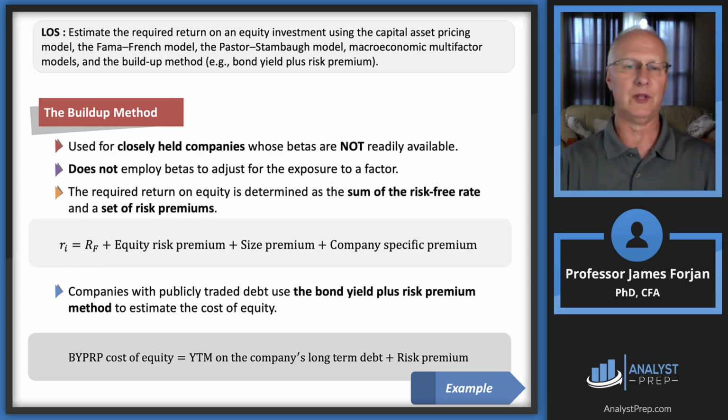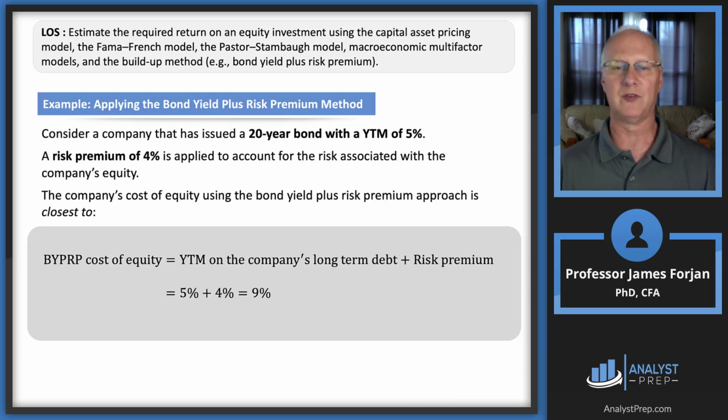So all we're going to do is the same thing that we did before, right? We're going to start with a risk-free rate, and then we're going to add some premiums, right? An equity risk premium, a size premium, and a company-specific premium. What we're going to try to do is find a company out there that looks an awful lot like our company, and then we're going to use that. So look at the very bottom gray box. Yield to maturity on the company's long-term debt plus a risk premium.